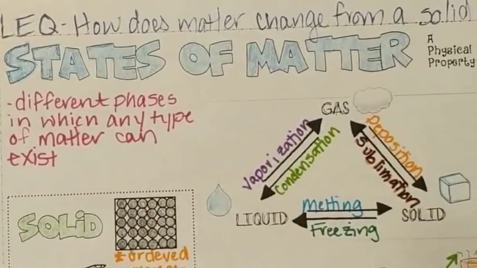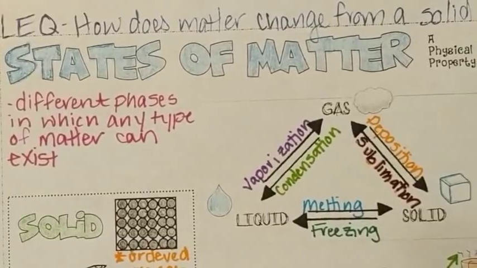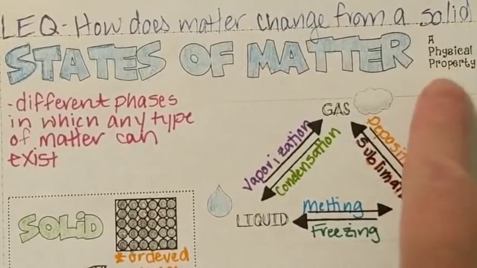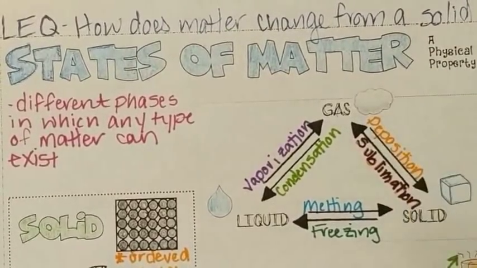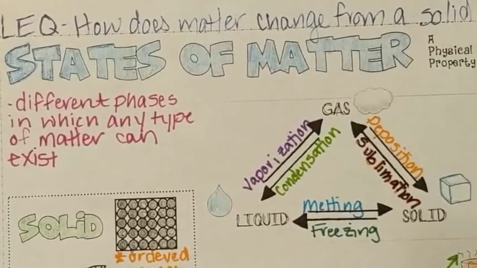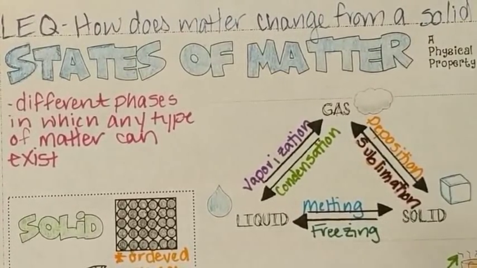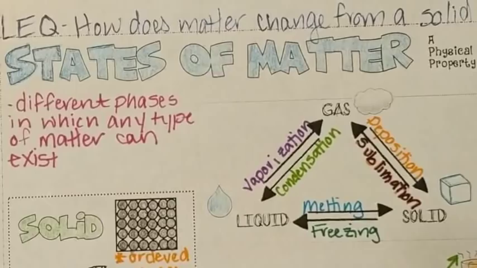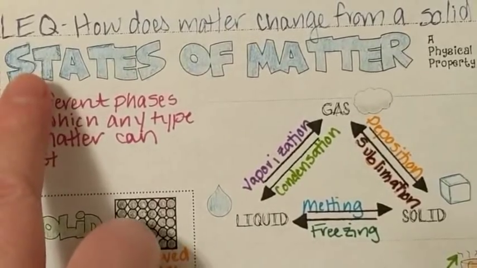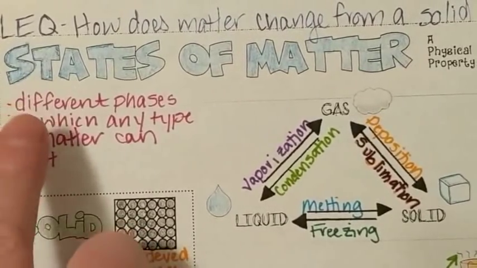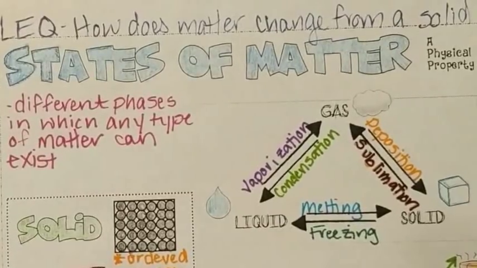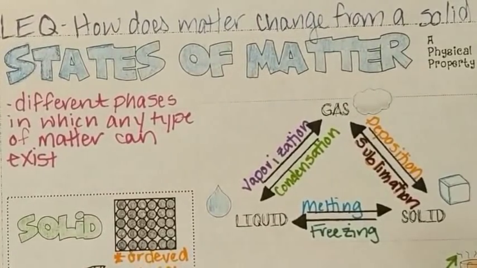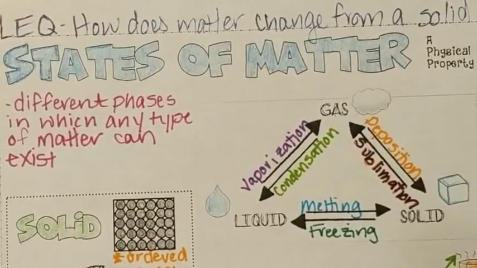Alright, so ladies and gentlemen, before we move on, we're going to talk about what a state of matter is. First things first, a state of matter is a physical property. With a physical property, we see the properties of the matter itself. Things don't have to be changed in order to observe a physical property. States of matter are the different phases in which any type of matter can exist. So lead, for example, can exist as a solid, a liquid, and a gas.